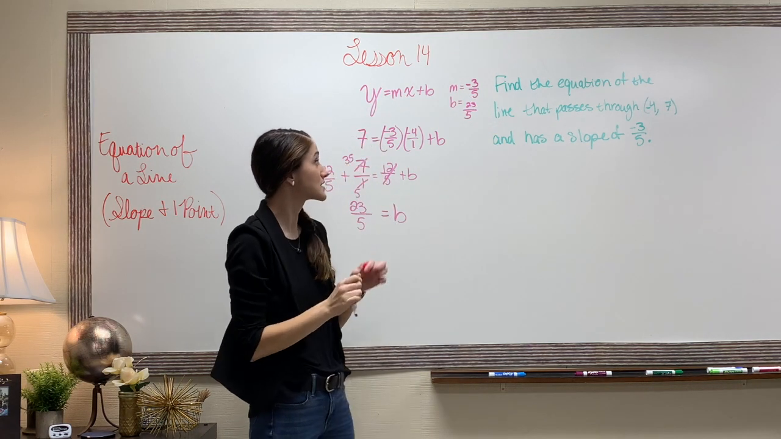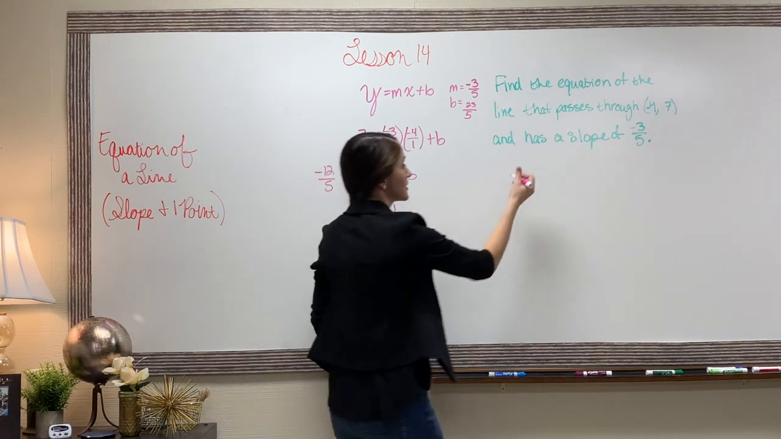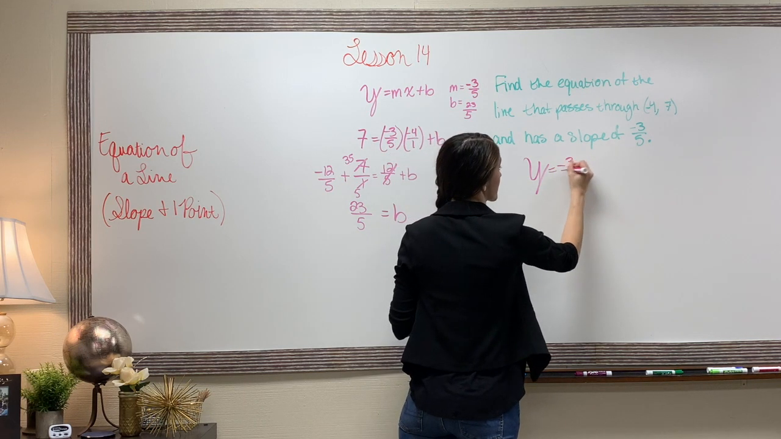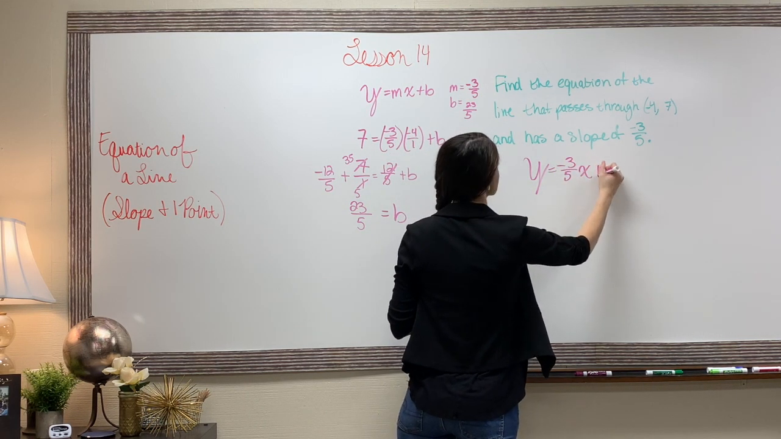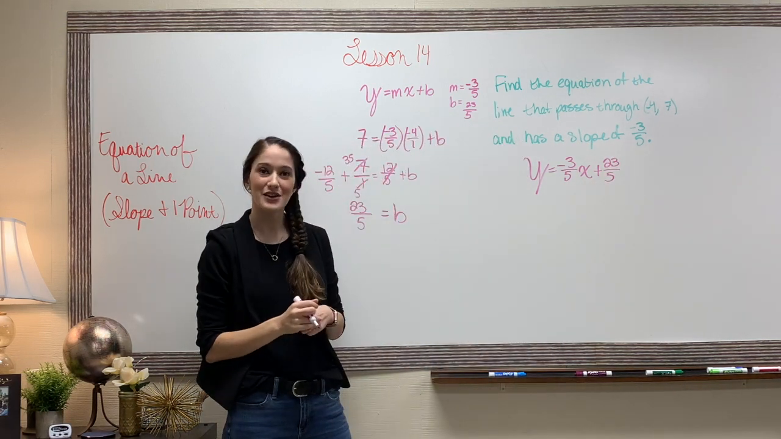And now that I know my slope and my y-intercept, I just plug them into my formula and then we have our equation. So y equals, instead of m, I'm going to say negative 3 over 5 x plus 23 over 5. And that's it. We have found the equation of our line.